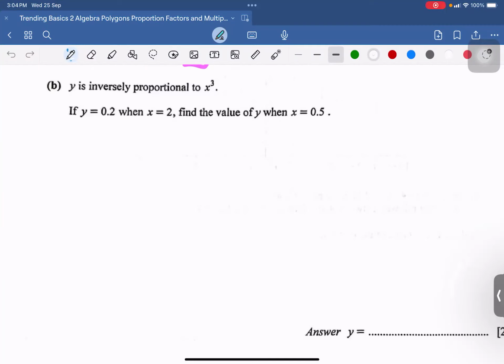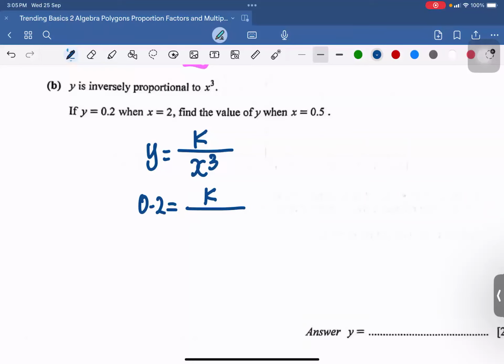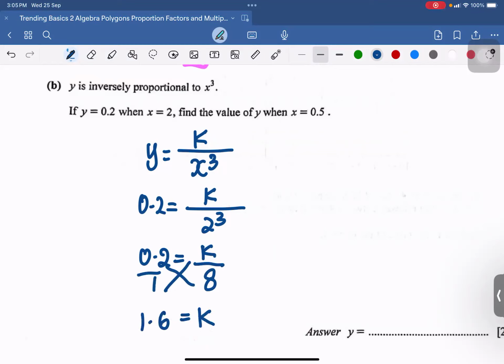Y is inversely proportional to x cubed. As you can see, this one is very commonly repeated. So y inversely proportional, k times or k divide, which one? K divide by x cubed, right? So I have x cubed, then they give you y equals 0.2 when x is 2, so k over 2 whole thing cubed. 2 cubed is just the number 8. We can multiply this across, so this will be 1.6. So k is the value 1.6, and my equation is now y equals 1.6 over x cubed.